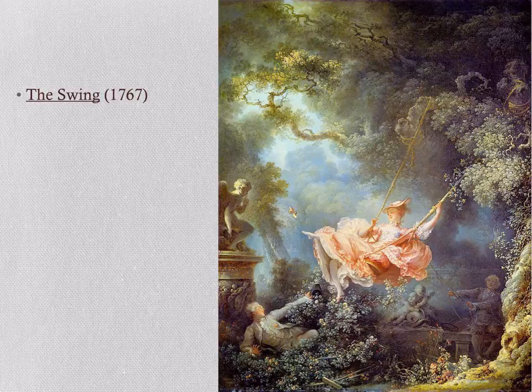There are three figures here. There's the young gentleman who is concealed in the bushes, and he's observing this lady being pushed by her spouse. So she's gone into the garden with her husband, and she's gotten her husband to push her on the swing, but she knows that her lover, her boyfriend, is hiding in the bushes watching her. And the husband, of course, is unaware of this. He's unaware of the affair.